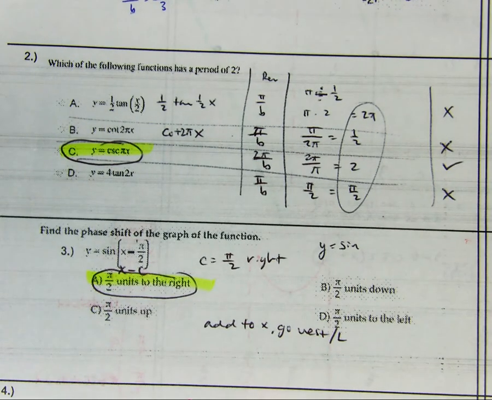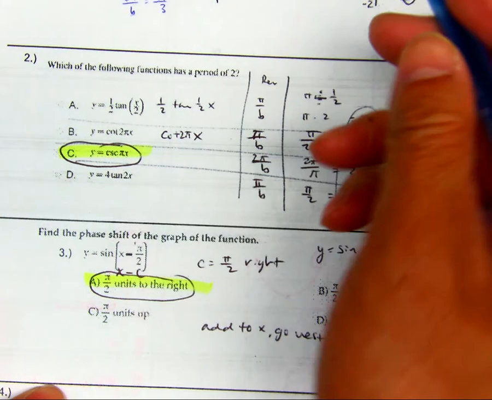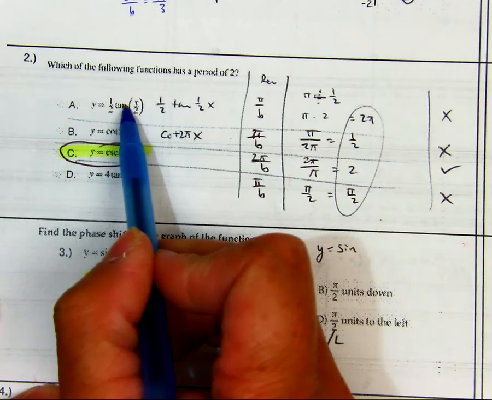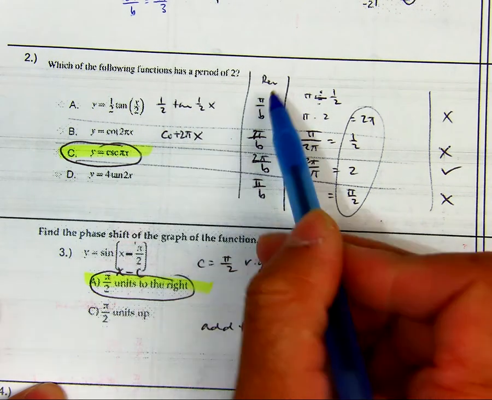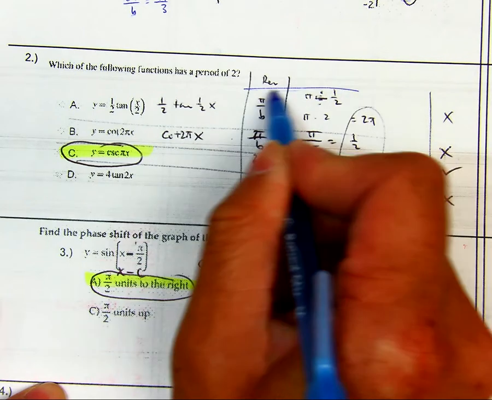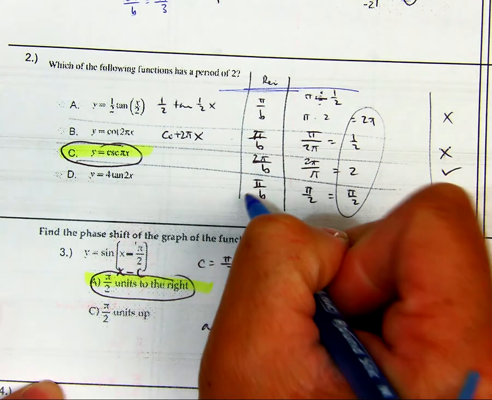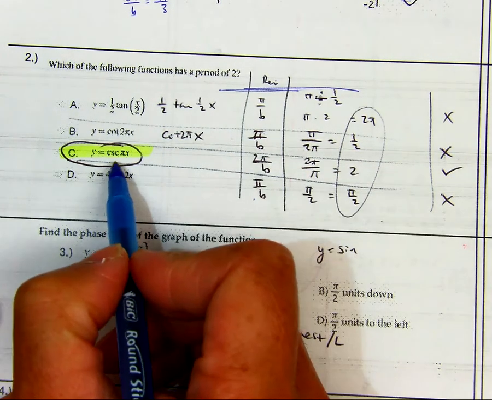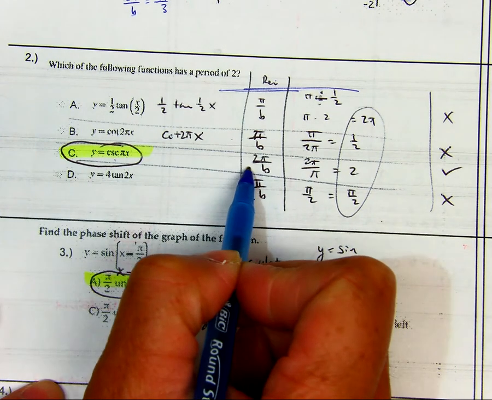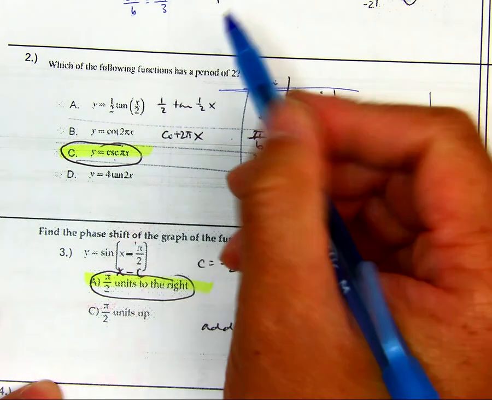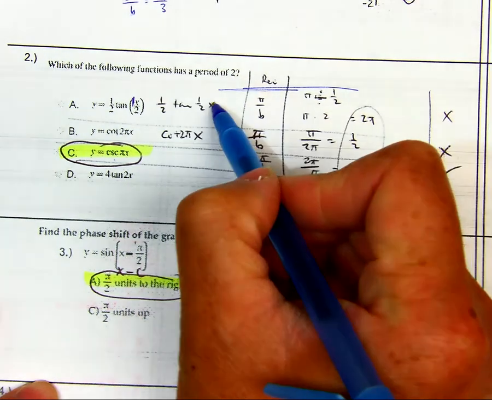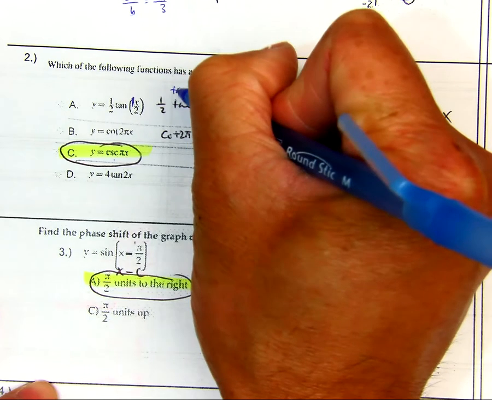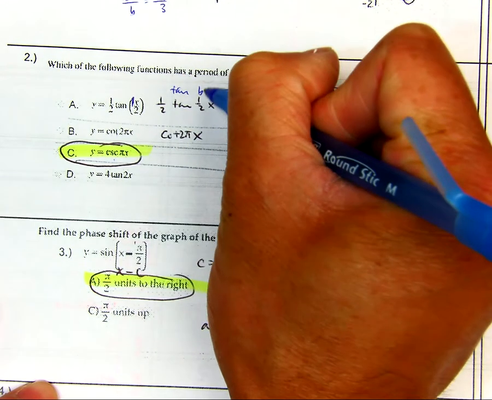Question number 2. Which of the following functions have a period of 2? So I have tangent, cotangent, cosecant, and tangent. Tangents and cotangents all have a period equation of pi over b. The other 4 trig functions, including cosecant, are 2 pi over b. Now this one has x over 2, so there's a 1 right here, so it essentially becomes 1/2. So your b value is to the left of the x.